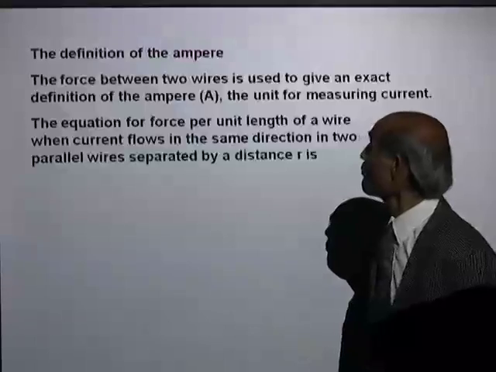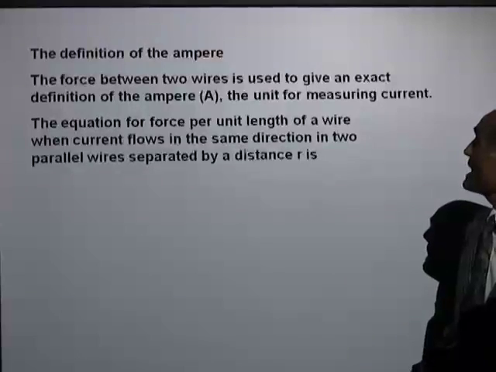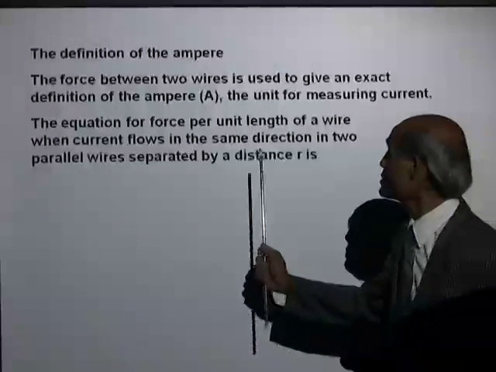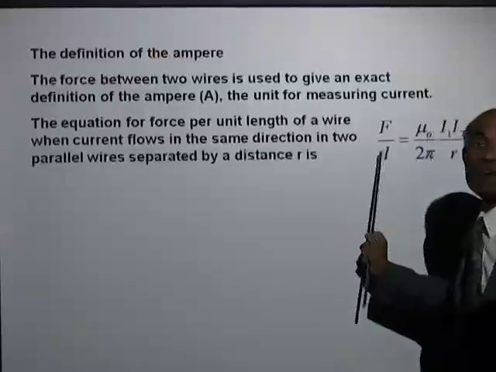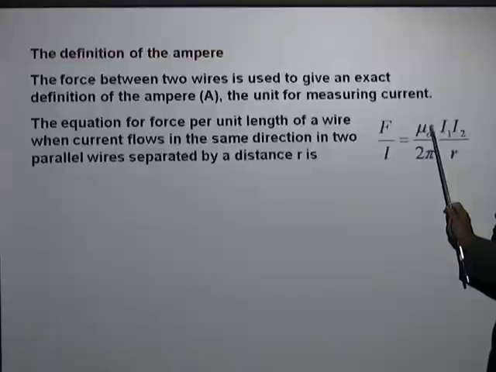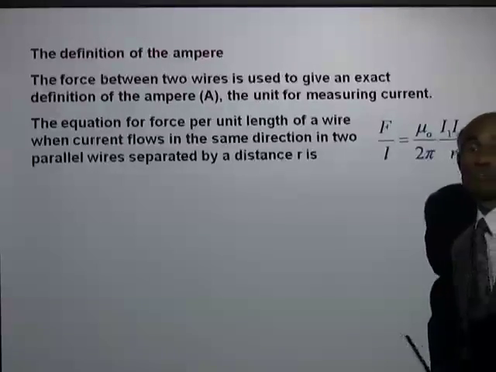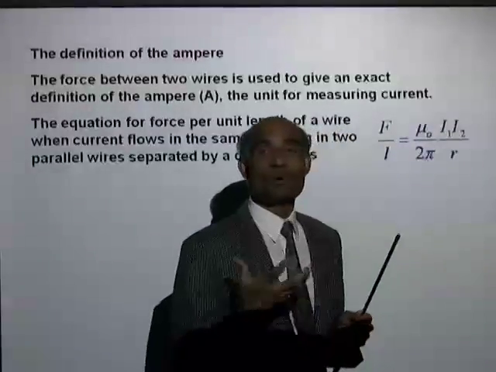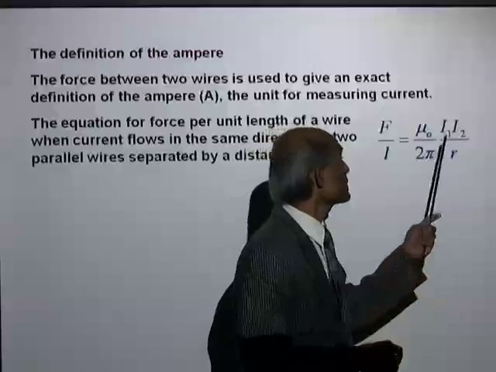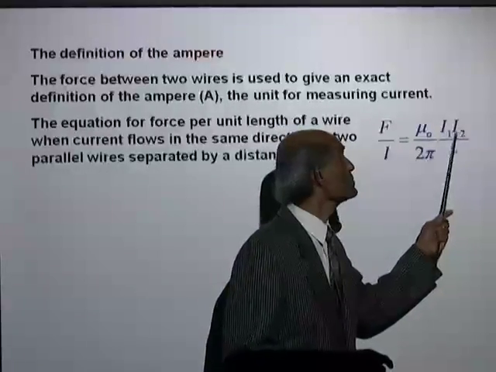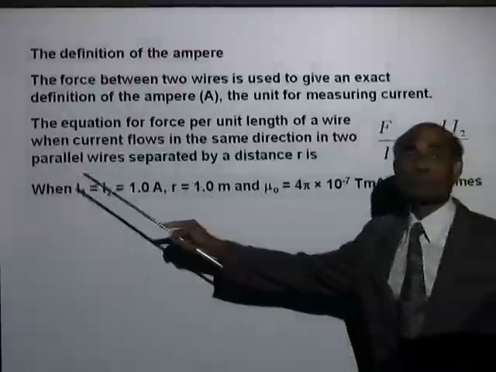Now, the equation for force per unit length of a wire when current flows in the same direction in two parallel wires separated by a distance r is, well, you know that, F over L, force per unit length, is mu 0 over 2 pi I1 I2 over R. Now, we're going to use this situation to obtain the definition of the ampere. What is 1 ampere? Suppose I1 is 1 ampere, I2 is 1 ampere, and R is 1 meter. So let's make that assumption.